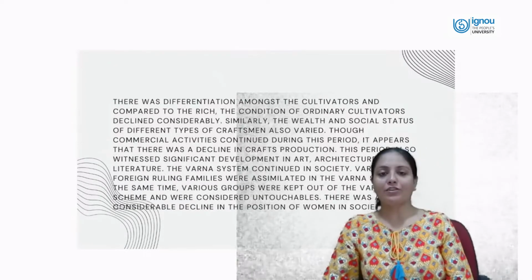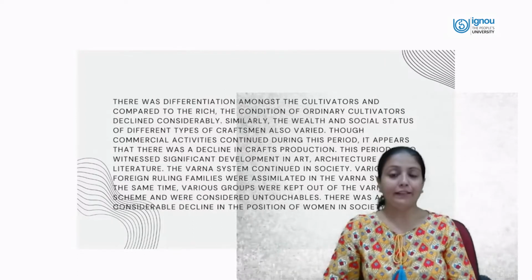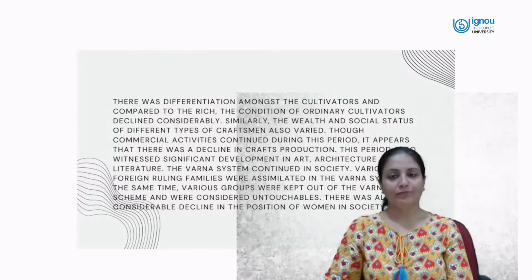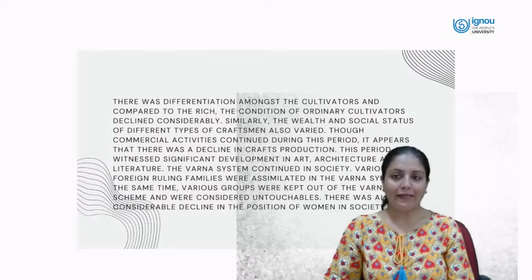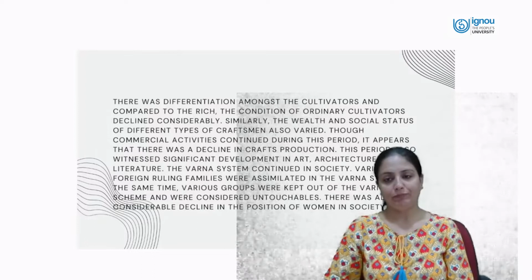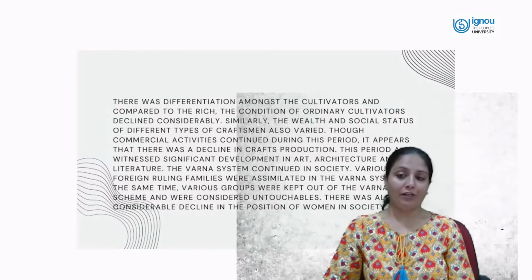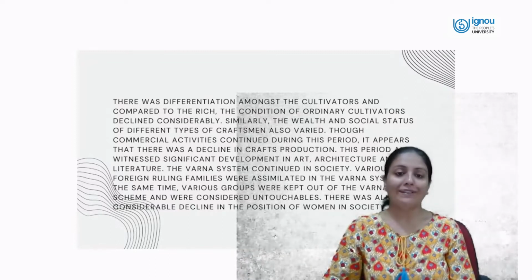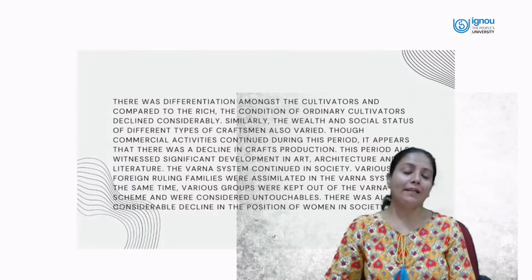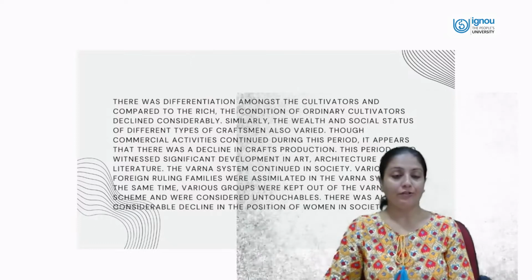There was differentiation amongst the cultivators, and compared to the rich, the condition of ordinary cultivators declined considerably. Similarly, the wealth and social status of different types of craftsmen also varied. Though commercial activities continued during this period, it appears that there was a decline in craft production. This period also witnessed significant development in art, architecture, and literature.